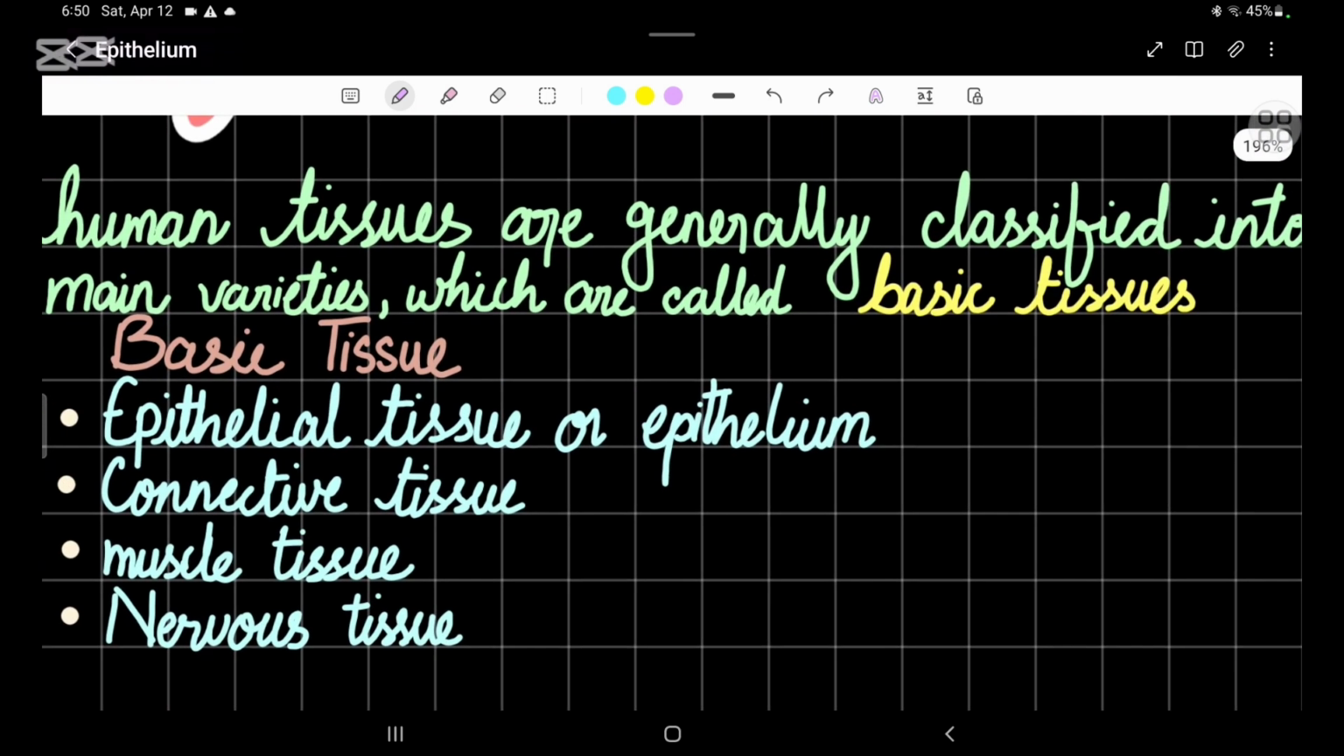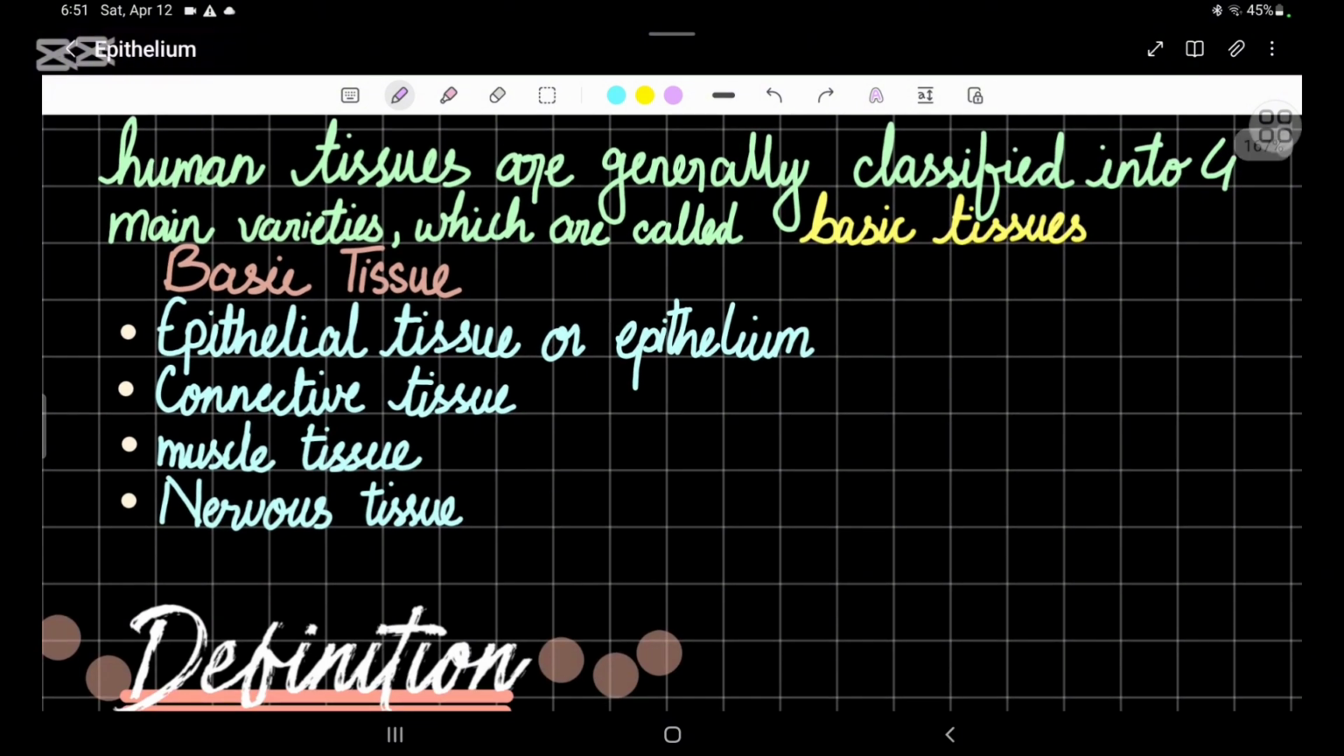Why do we classify them as basic tissues? We'll go into brief detail just to know what they are, in case the teacher asks us in the viva what connective tissue is, what muscle tissues are, what nervous tissues are. For that sake. Okay, coming back to our epithelial tissues.